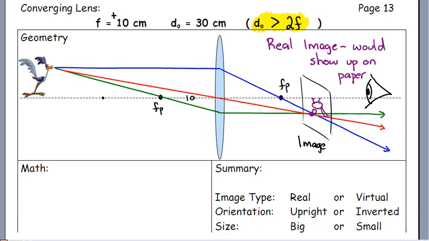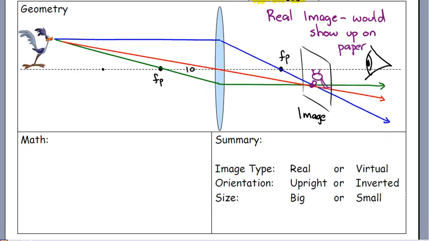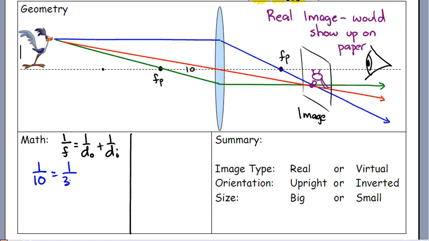Well, let's try the math out and see what the math does, because the math can do everything we just did in that picture. Now I might want to split this little box up here a bit. One math equation is 1 over F equals 1 over DO plus 1 over DI. So I'm going to throw in the numbers that I know. I've got a focal length that was positive 10, it was a nice lens, equals 1 over 30, positive 30. The Roadrunner is on the side the light's coming from, and I am curious to know where the image lands, so I'm looking for this DI.